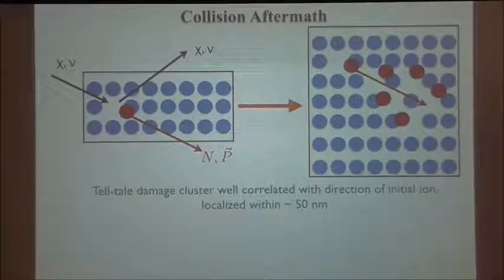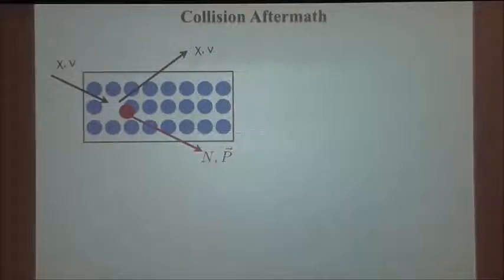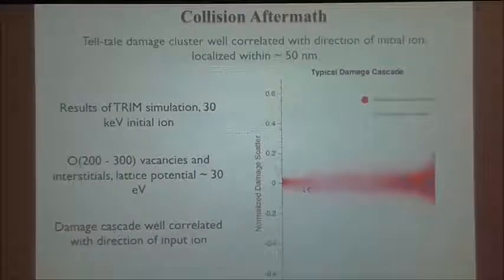The difficulty, of course, is that this damage cluster, while it's well correlated with the direction of the initial ion, is all localized within something like 50 nanometers. It doesn't go too long. It's like I've taken a bullet, I shot in the dark matter in my experiment, and there's a tiny track, 50 nanometers long, that is telling you what the initial direction was. So the challenge will basically be, how do you actually find this small damage cluster? Let's look at the signal itself.